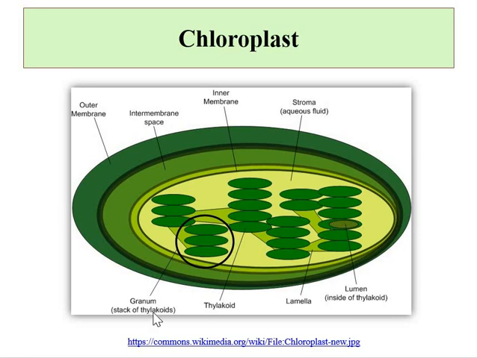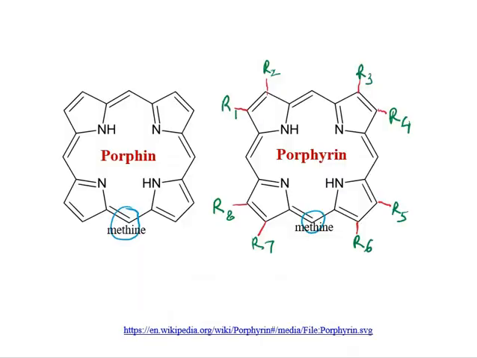I am showing you again. So this is thylakoid, and thylakoid has a membrane, and this thylakoid membrane has the photosynthetic pigments, and one of the pigments is chlorophyll. So this thylakoid membrane, you can see, is green in color, so it has pigments like chlorophyll and carotenoids.